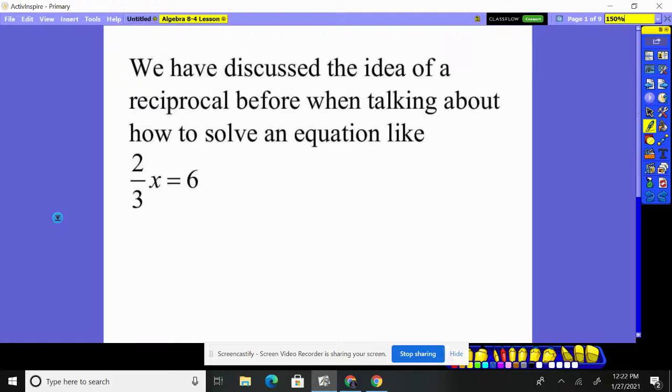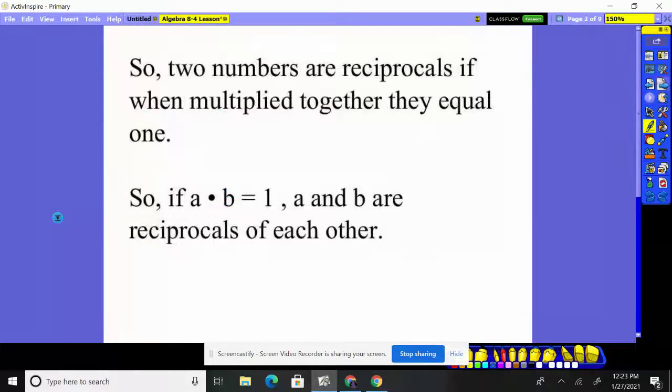Okay, let's take a look at this information. We've discussed the idea of a reciprocal. We've talked about it before when we solve an equation like 2/3 times x equals 6. We're like, hey, how do you get x by itself? Oh, you multiply by the reciprocal of 2/3, which is just flipping it. And then you would multiply both sides. So the reciprocal is you just take the fraction and you flip it.